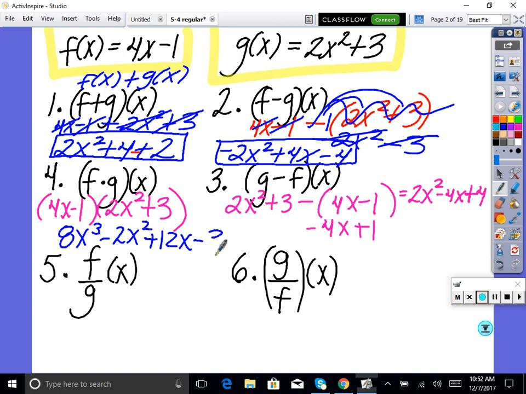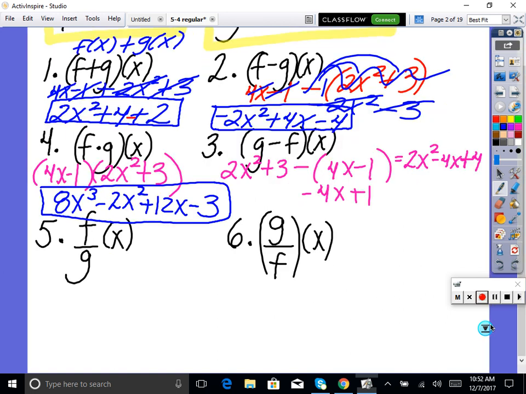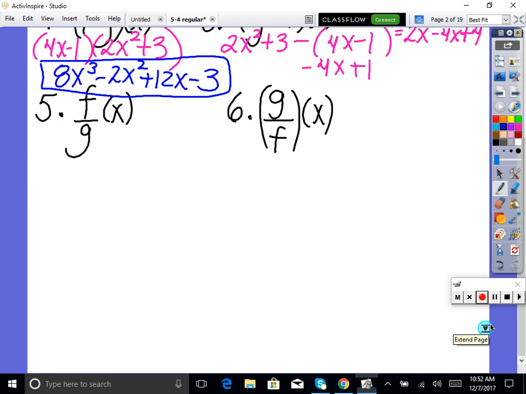What? You're correct. All right, now let's look at f divided by g of x. I'm going to scroll up, but you have f and g on your paper there. So f of x goes on top. So on top we would have 4x minus 1, and our g of x is 2x squared plus 3, correct? Now remember, with division, we would simplify by factoring the top, factoring the bottom, and dividing out exact factors.